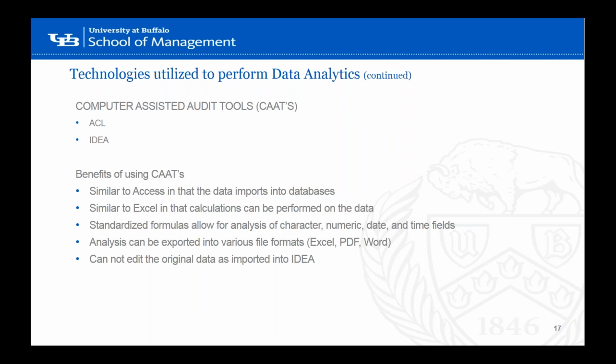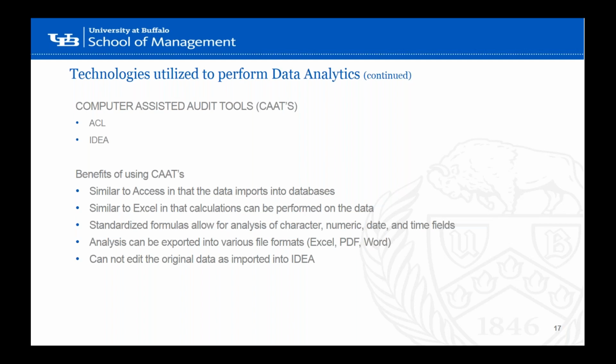Another type of technology that's being used to assist in the field of accounting is computer-assisted audit tools, most commonly ACL or IDEA. Benefits to using the CATs: it has some similarities to Access. When we're importing data into IDEA, it imports as a database. What's nice about that is that it can't delete records, it can't modify records. It's somewhat in an uneditable state.